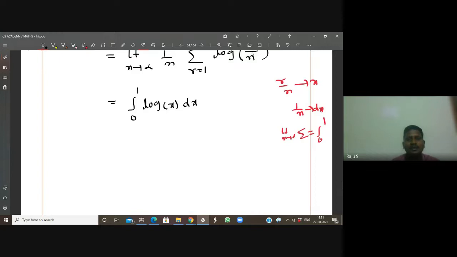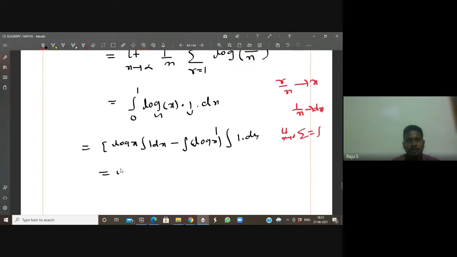So see now, integral log x. What is integral log x? It is x log x minus x. Even if you don't know, you can do it by parts, taking log x as u and 1 dx as v. So log x into integral of 1 which is x, from 0 to 1, minus integral of 1 by x into x dx, and x gets cancelled.